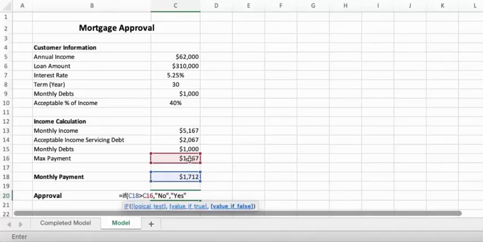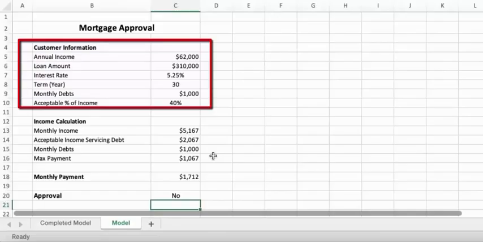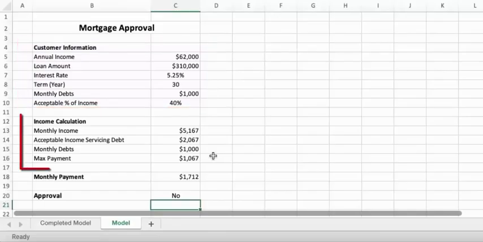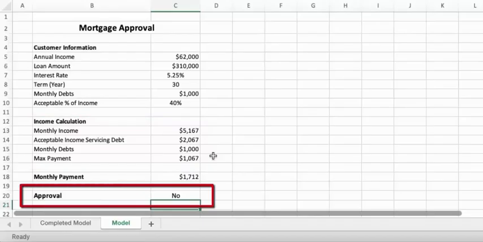So if the monthly payment is the same as the maximum payment, they're approved. If monthly payment is less than the maximum payment, they're approved. If the monthly payment is more than the maximum allowable payment, then they'll not be approved. Hit enter. And now we see that we've essentially got our model working. Again, our inputs, the things that could change for each applicant, our intermediate calculations, and our outcome.